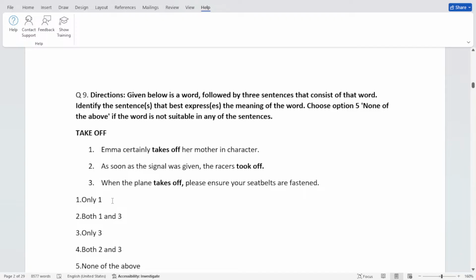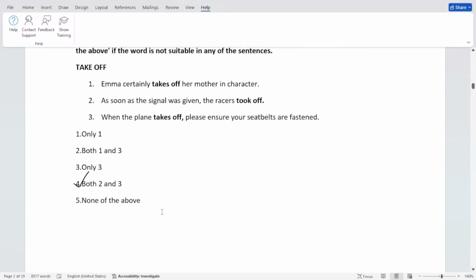Only the first statement is correct. First and third statements are correct. Only the third statement is correct. Both 2 and 3 are correct. What will be the expected answer? Yes, 2 and 3 are the correct answers. So now we will go for the next question.